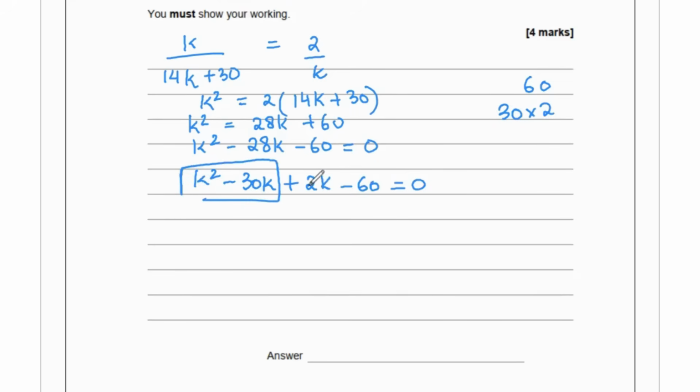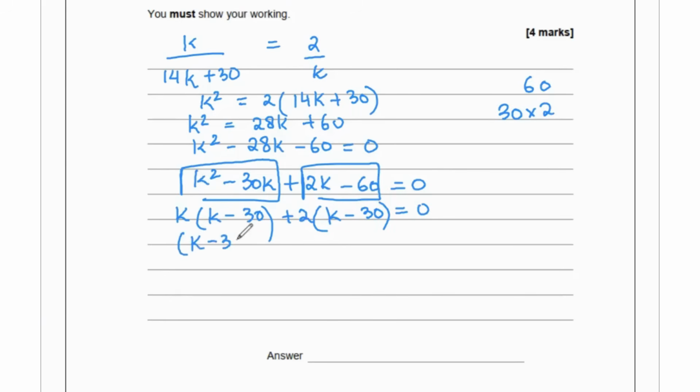Split the equation into two groups, and then you can factorize them separately. In the first group, we have k common, so k minus 30 comes over here. In the second group, we have 2 common, so again k minus 30 comes over here. K minus 30 is common between both k and plus 2.